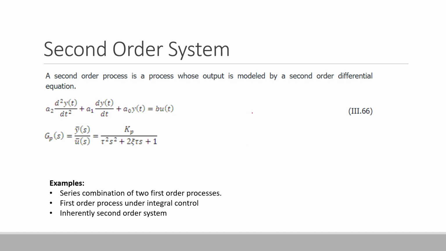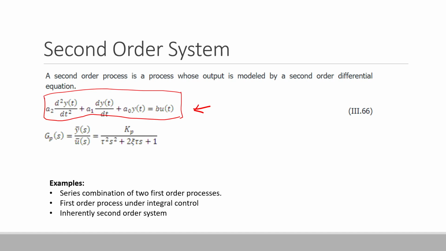A second order system can be given by this equation, that is basically a process whose output can be modeled by a second order differential equation. So over here we have this equation, which is a second order differential equation. Any process model that can be described by a second order differential equation, we consider as a second order system. And in order to solve such an equation or to analyze the stability criteria of the second order system, we need to find its transfer function.